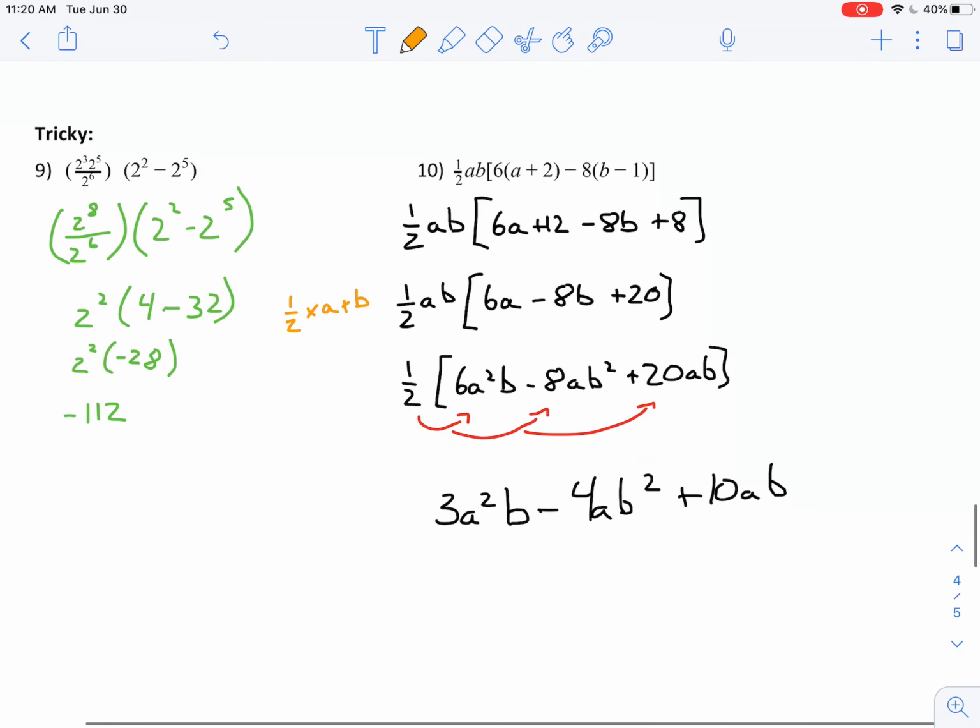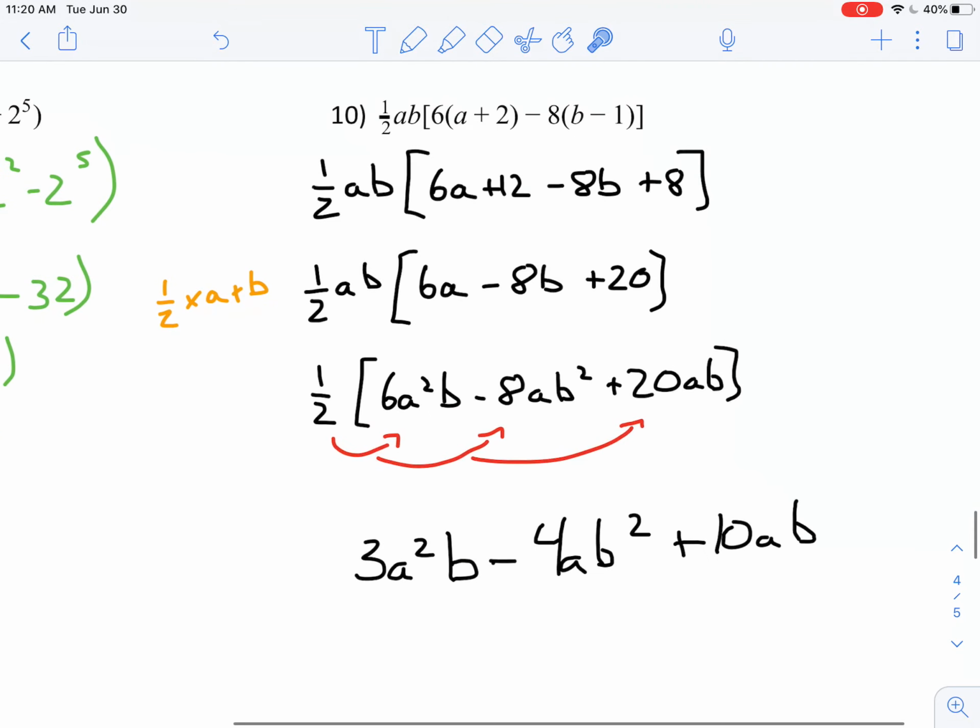So I can go ahead and distribute A and B into this before I distribute the 1/2, which is what I'm going to do. So I'm going to take AB and multiply it by 6A. Well, AB times 6A gives me 6A squared B. AB times negative 8B gives me negative 8AB squared. AB times 20 gives me 20AB.